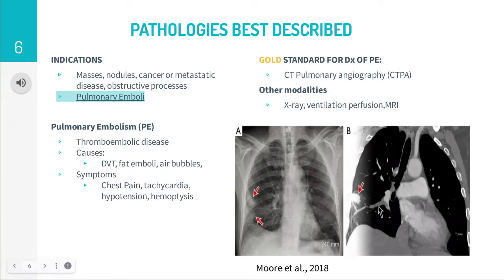CT pulmonary angiography, or CTPA, is regarded as the gold standard for diagnosis of PEs as it allows for accurate diagnosis and fast scanning. CTPA results in a scan with opacification of the pulmonary arteries, which allow for clots to be distinguished and easily visualized, and can also be used for assessments of the mediastinum and the lung parenchyma.